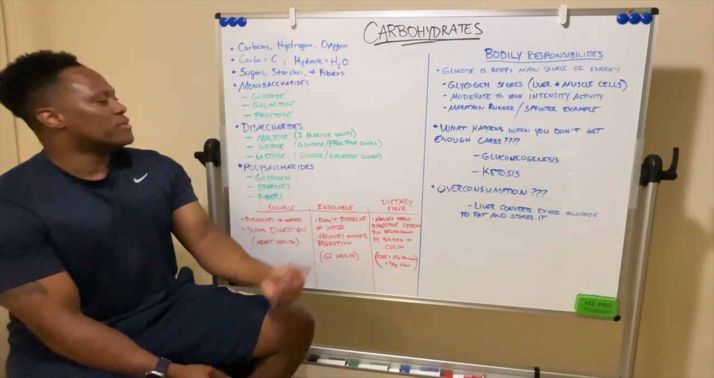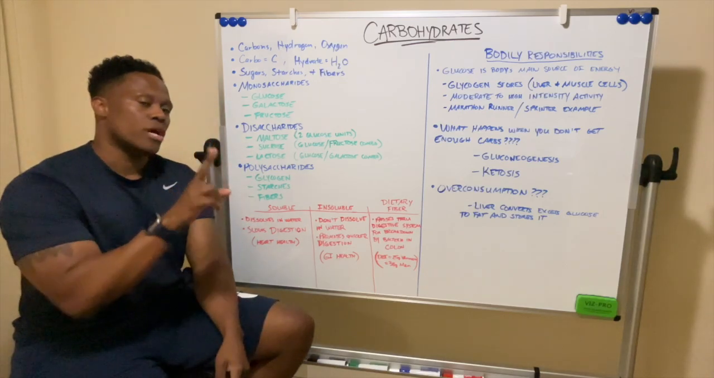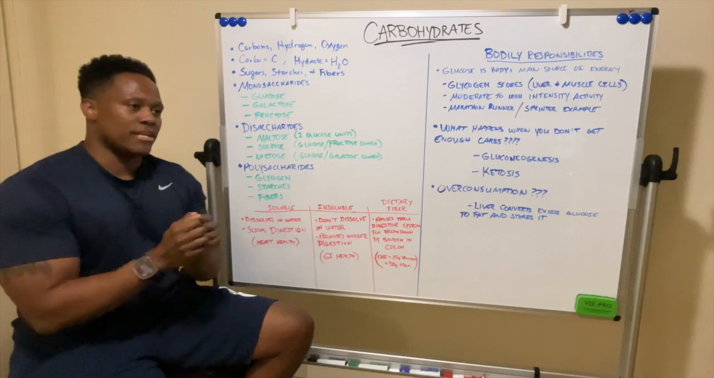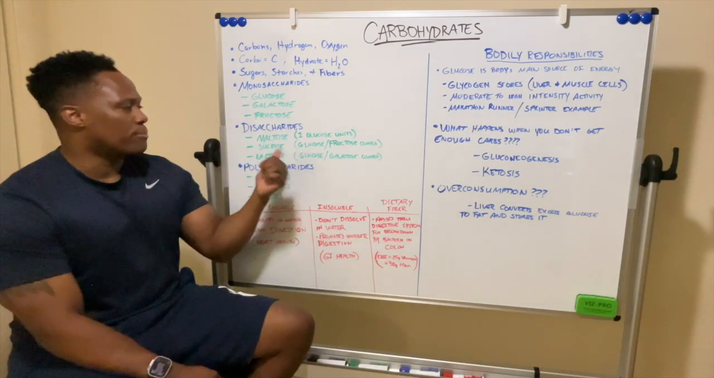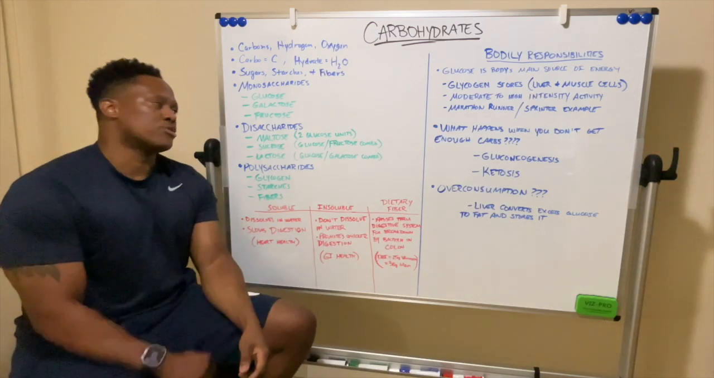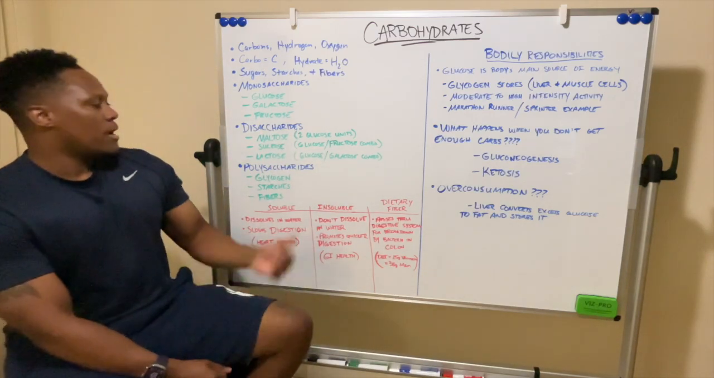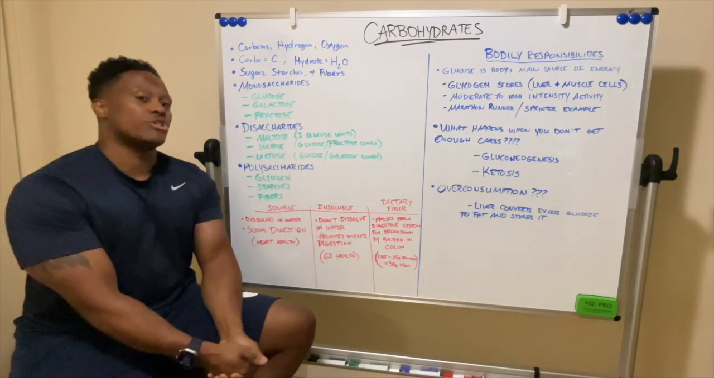Now we move into the disaccharides. Again, two. So disaccharides are made up of two sugars. They're two units of sugars chained together. The first one we have here on the board is maltose. Maltose is made up of two glucose units. Sucrose is a combination of glucose and fructose.